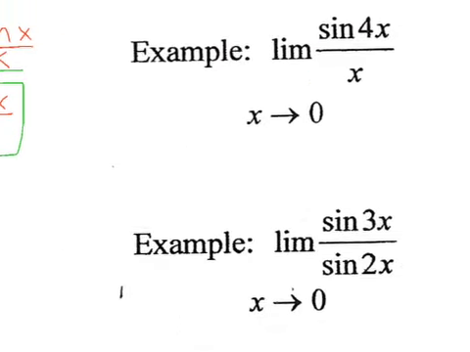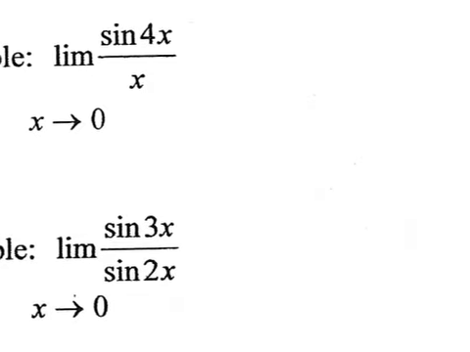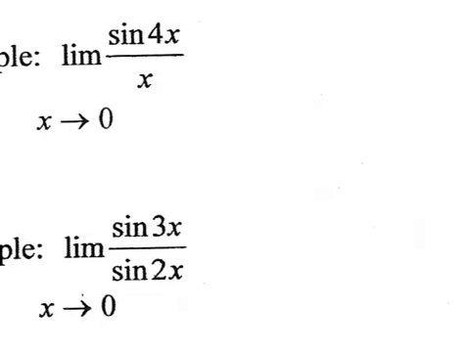Moving on to the next example, we have the limit as x approaches 0 of sine 4x over a regular x. Now it would be super awesome if instead of a regular x, we actually had a 4x, because then we know that this would equal 1. But we don't. But that's okay, because we can give it a 4x in the denominator by simply multiplying by 4 over 4.